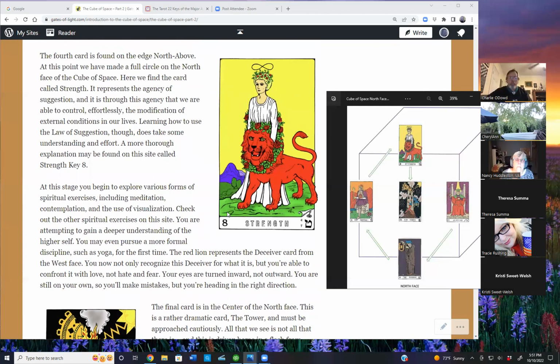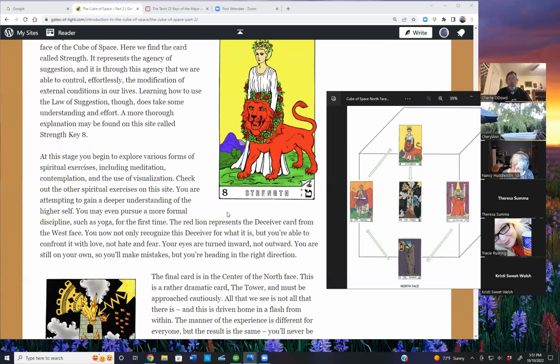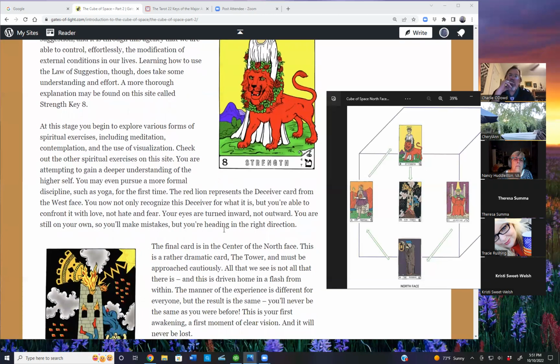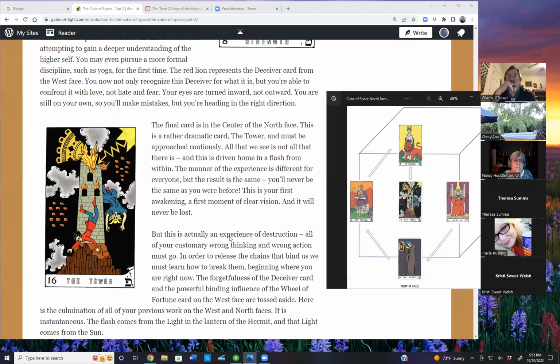So look at the face on this woman. She's totally relaxed. Look at this roaring lion, surrounded by a figure 8 of roses and green leaves, resting on green, the color of love. Your eyes are turned inward, not outward. You are still on your own, so you'll make mistakes, but you're heading in the right direction. This is not instantaneous.